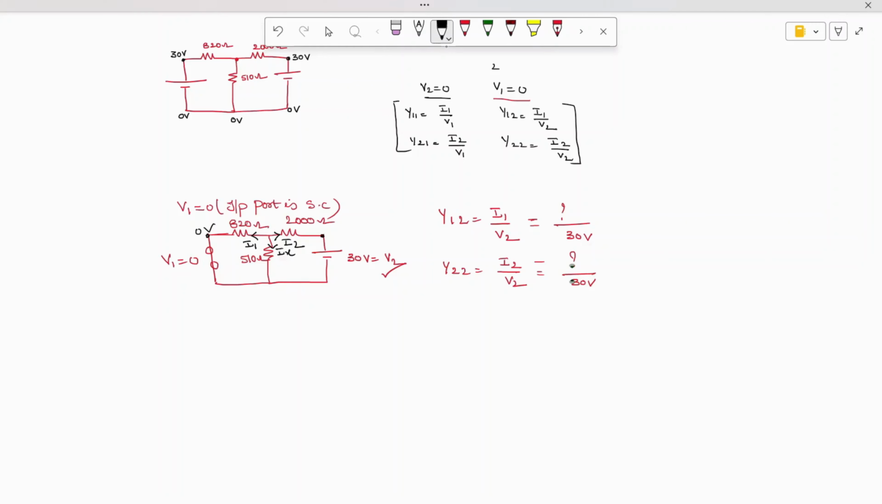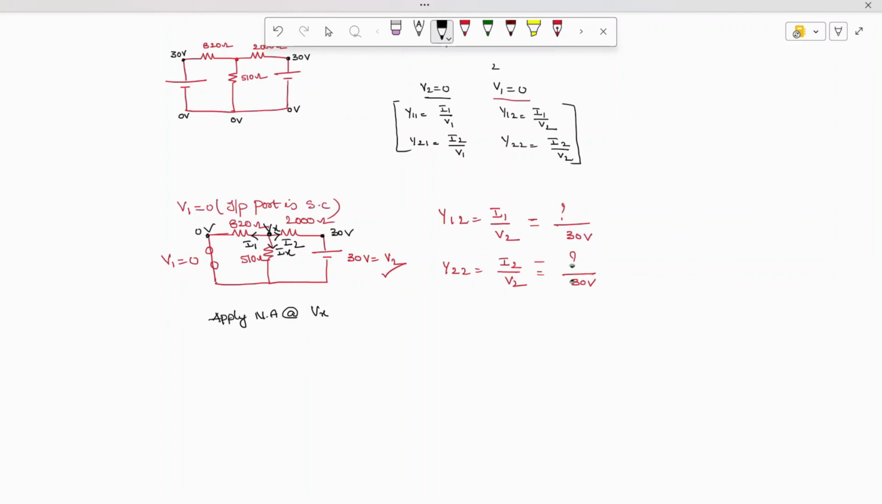The voltage at this point is 30 volts. It will create a new node, which is nothing but this point Vx. So now, to find I1 and I2, let us apply nodal analysis at node Vx.